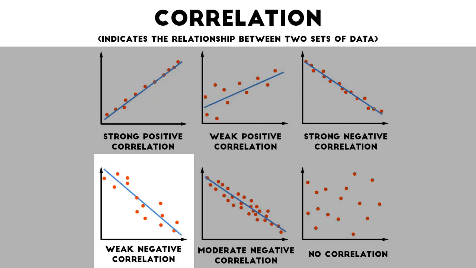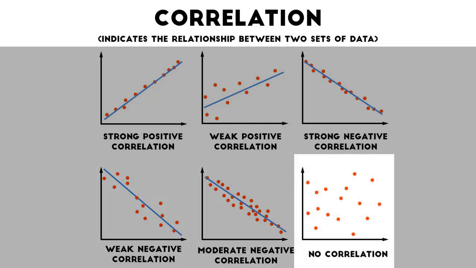And then there are graphs that would look like weak negative correlations, moderates, and then of course no correlations, data where there's no relationship between two variables. There's probably no relationship between shoe size and IQ, for example.